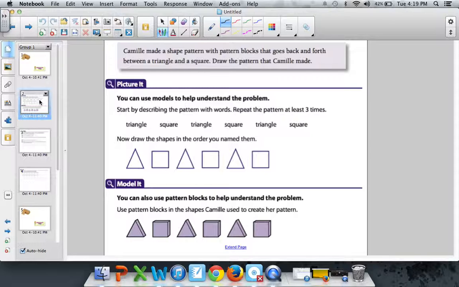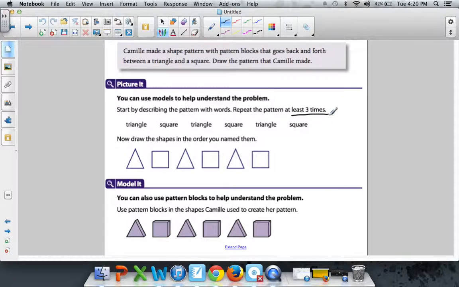Camille made a shape pattern with pattern blocks that goes back and forth between a triangle and a square. Draw the pattern that Camille made. You can use models to help understand the problem. That means draw, okay? Start by describing the pattern with words. Repeat the pattern at least 3 times. And that's to help make sure that you see what you need to see.